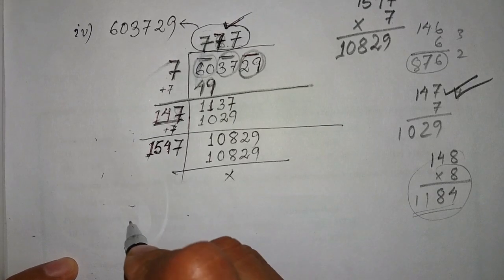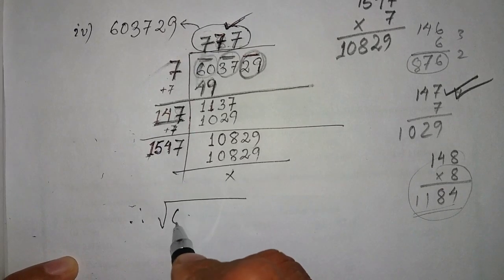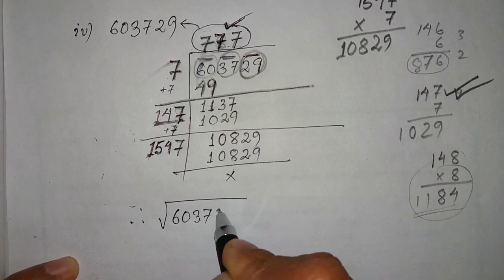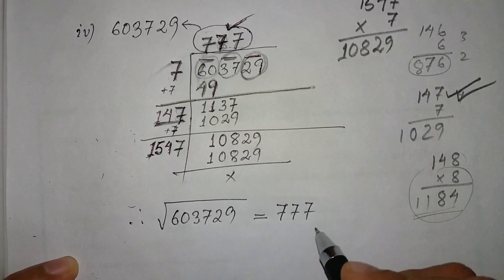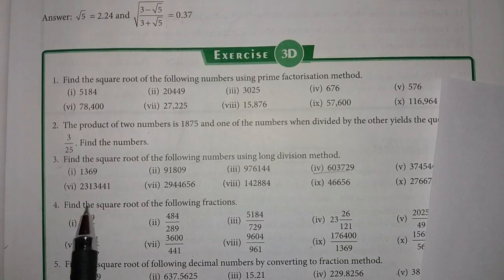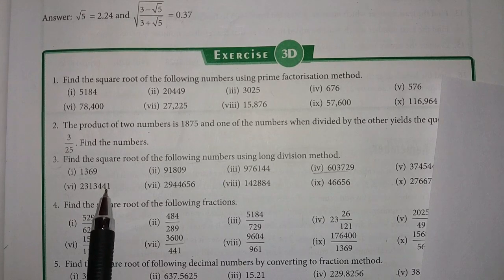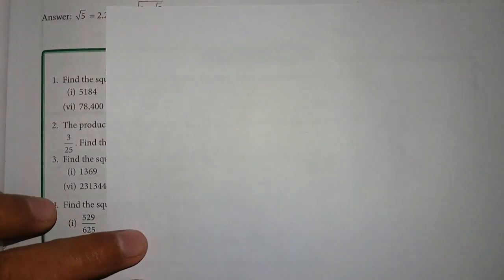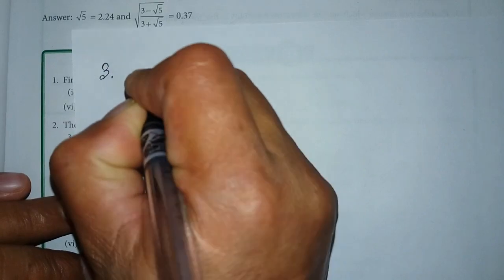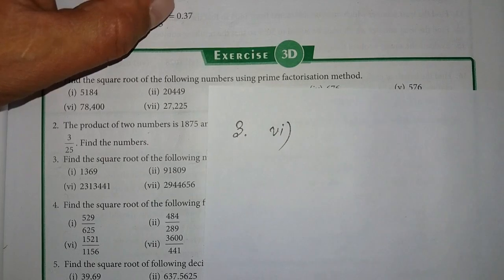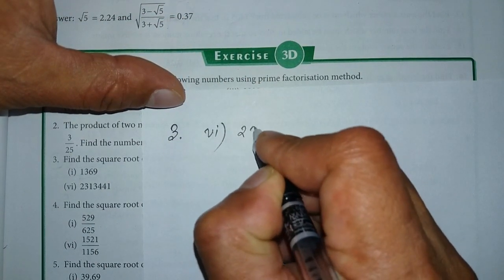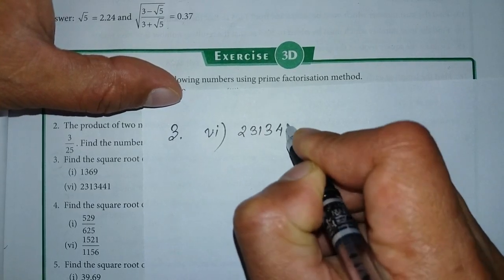So we'll write here, therefore the square root of 603,729 is equal to 777. We have 2313441. Okay, let's see this Roman number 6. Question number 3, Roman number 6. 2313441.